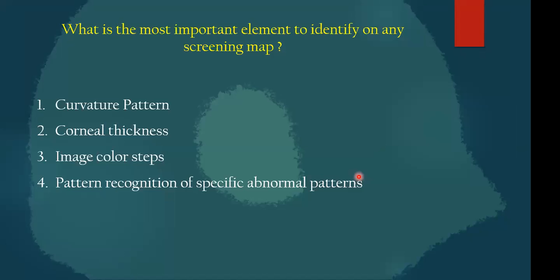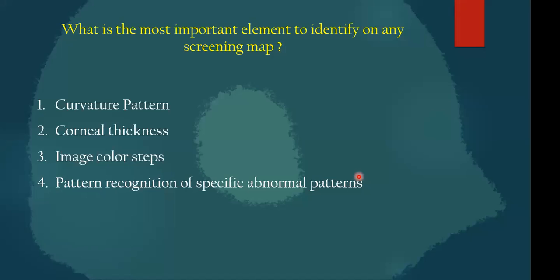Okay, now one last question: what is the most important element to identify on any screening map? Curvature pattern, corneal thickness, image color steps, or pattern recognition of specific abnormal patterns? What is the single most important element that you would say? Anyone? You just have to type the answer. We have discussed all these 4 patterns.